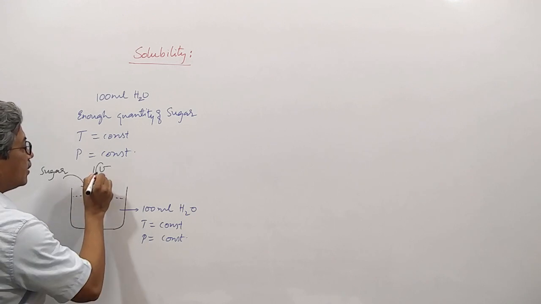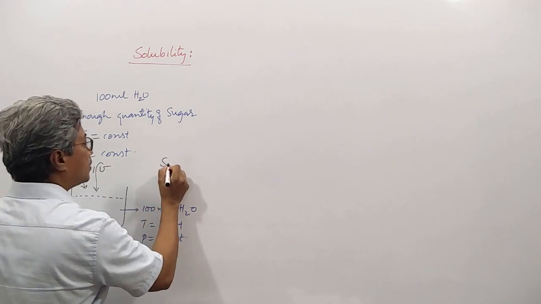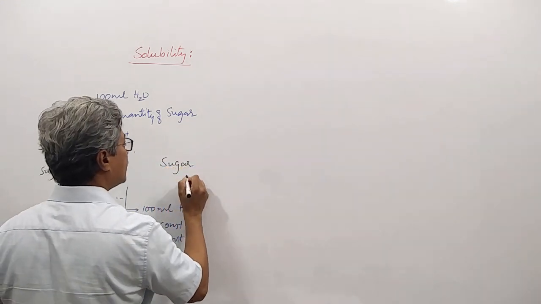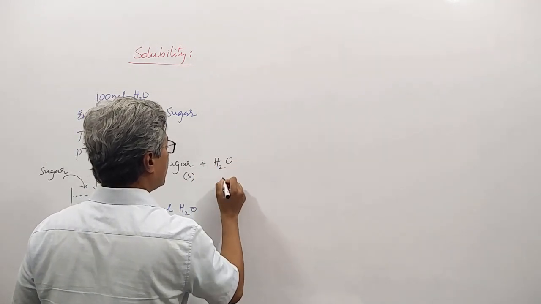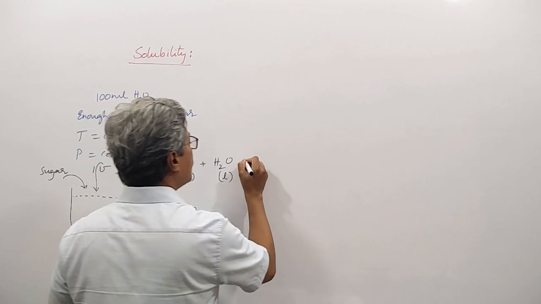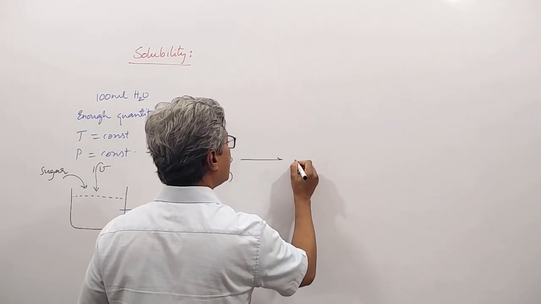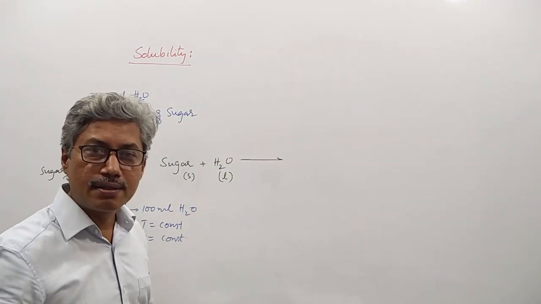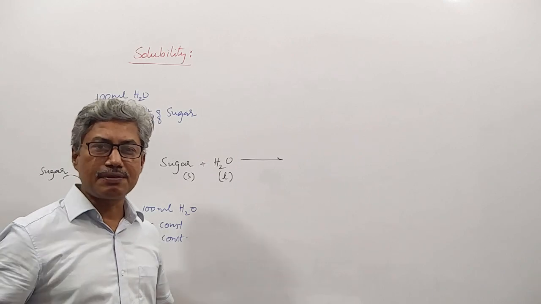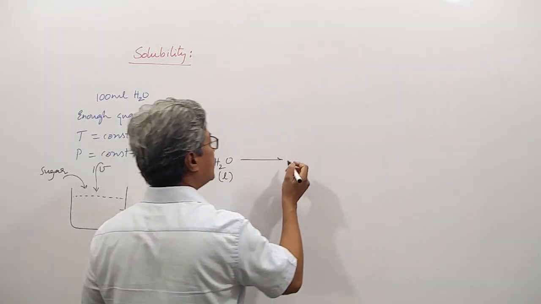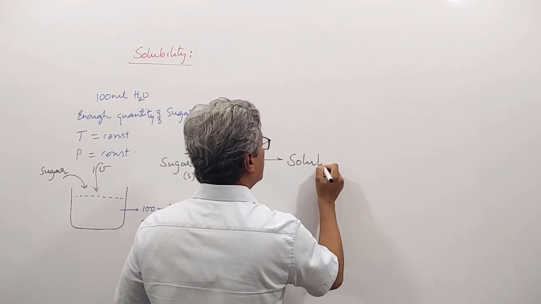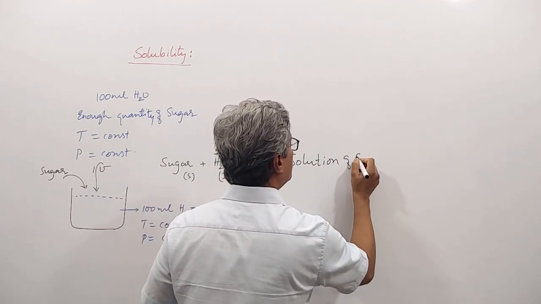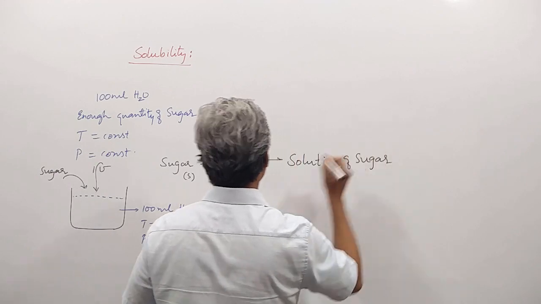That means sugar is solid. This is added into water, which is liquid. Then what is happening? Upon stirring, it is dissolving, meaning it is mixing up with the water. That process is called dissolution. That means we are getting a solution of sugar.